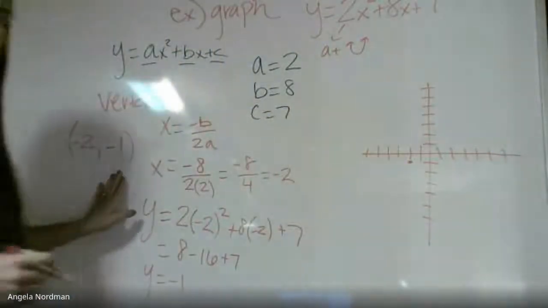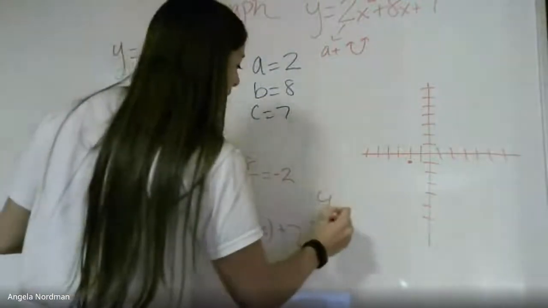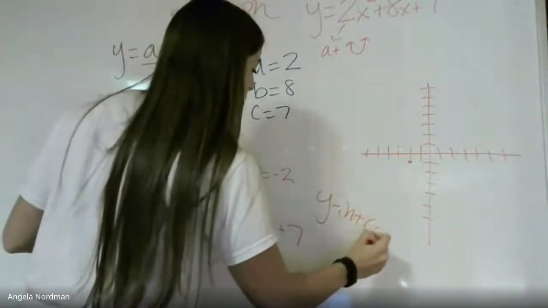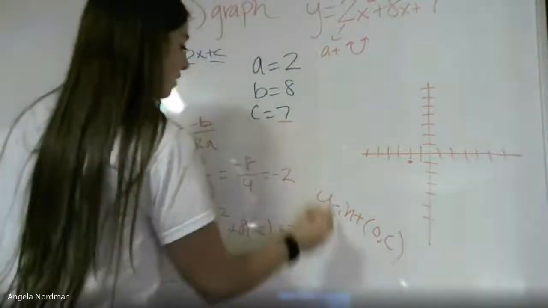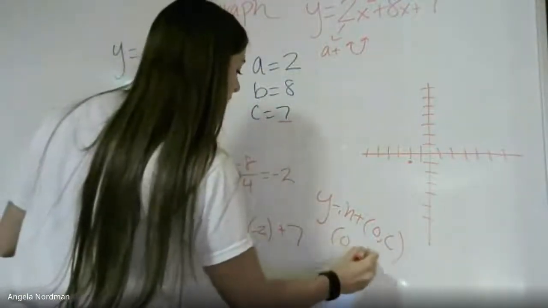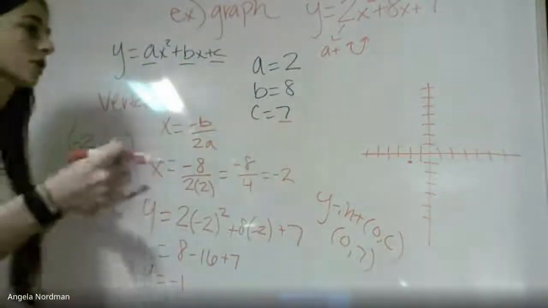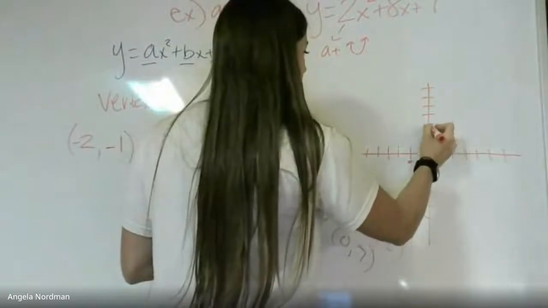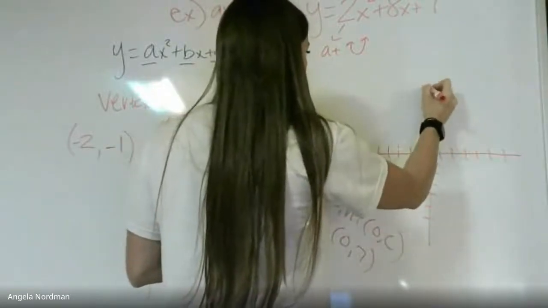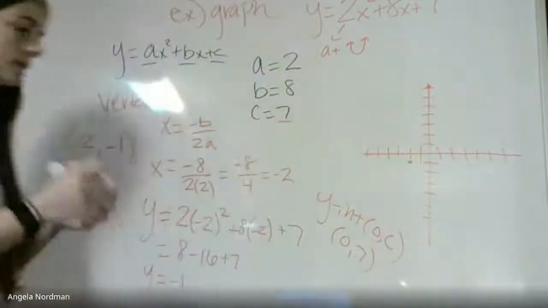The other piece of information I gave you was that your y-intercept was (0, c). My c value is 7. So (0, 7) is a point on my graph. Not just any point, but my y-intercept. So over 0, up 1, 2, 3, 4, 5, 6, 7 is a point.